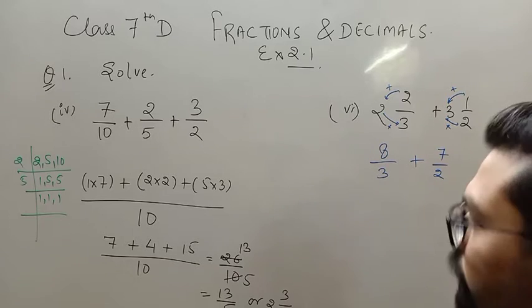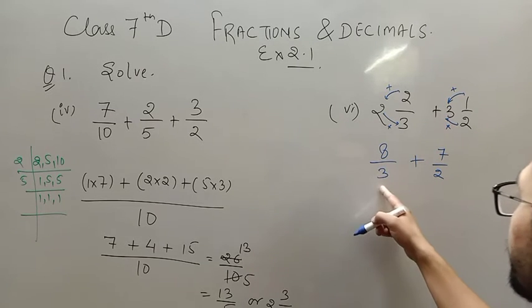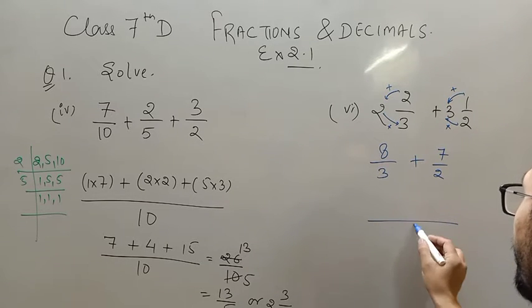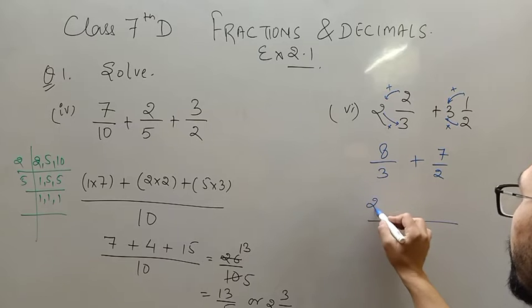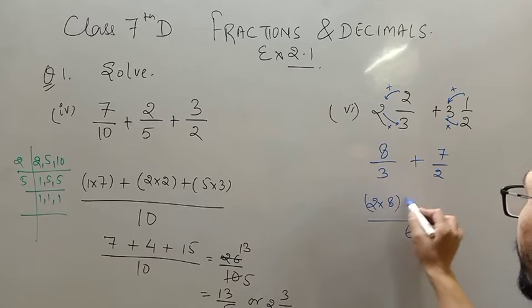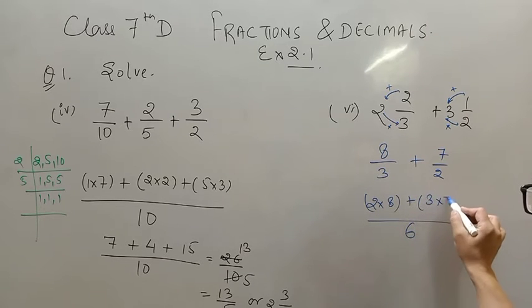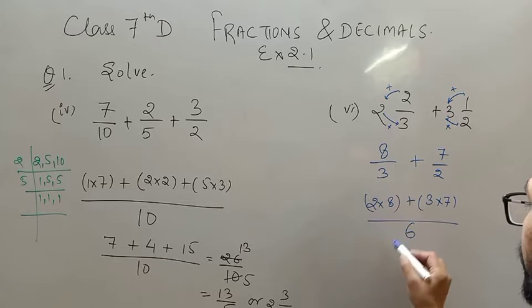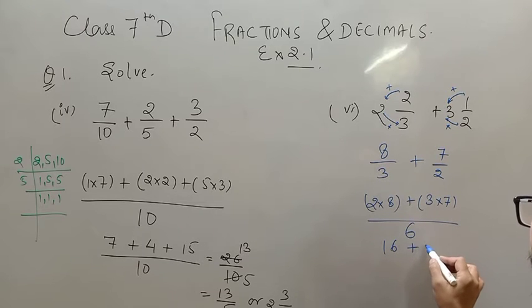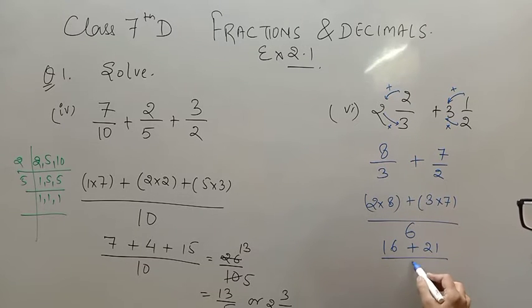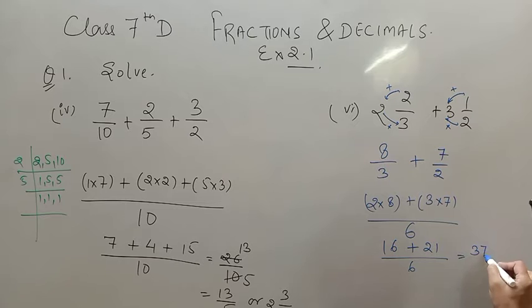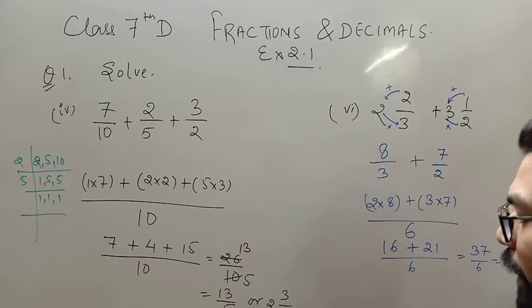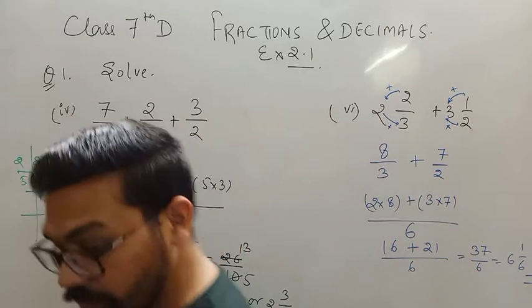2. Okay, now what is the LCM of 2 and 3? The LCM of 2 and 3 is 6. 3 2s are 6 into numerator, 2 3s are 6 into numerator, 8 2s are 16 plus 7 3s are 21 divided by 6, 37 divided by 6, or 6 6s are 36. So these are the answers of part 5th and 6th.